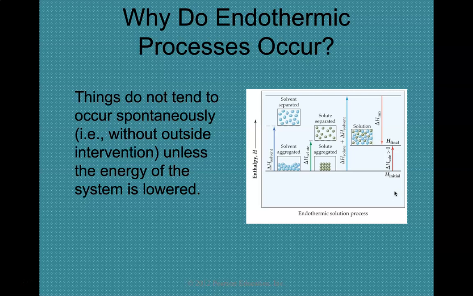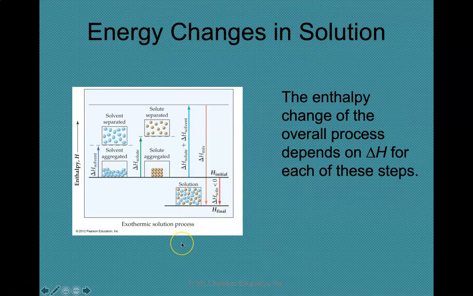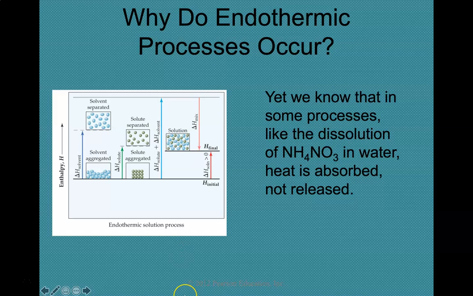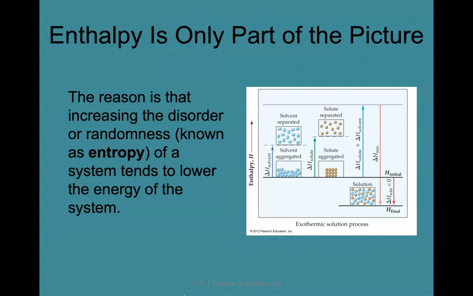Just remember that in this particular case, our things do not tend to occur spontaneously, i.e. without some kind of intervention, unless the energy of the system is very low, okay? So for us, that would mean that the endothermic solution process is not very common. The exothermic solution process is much more common. When things are more spontaneous, we get that exothermic process happening. Endothermic processes do occur, but a lot of times they're not spontaneous is all we're saying. Some of those endothermic processes will happen, but those are more randomized processes.